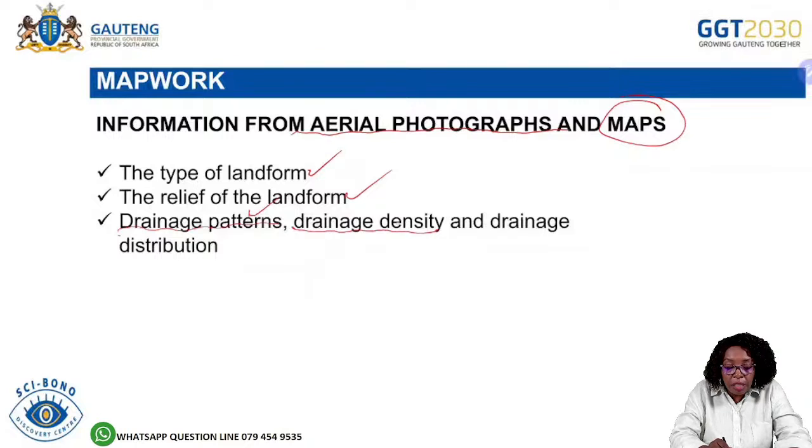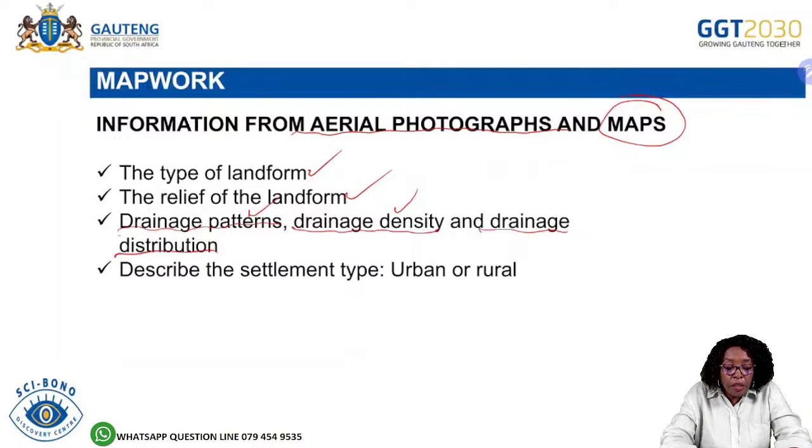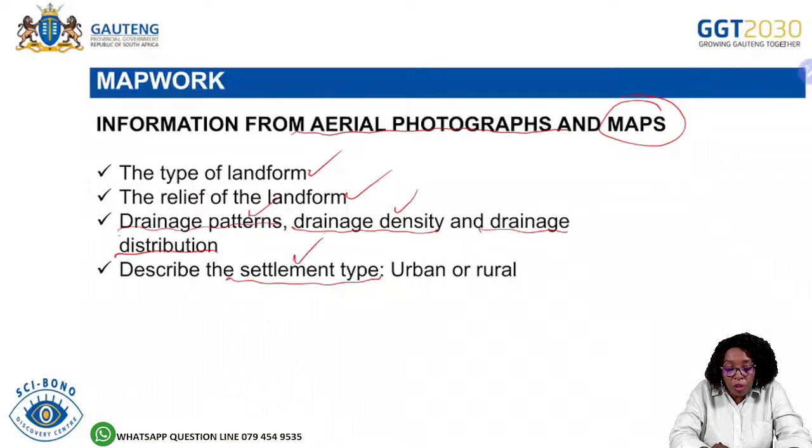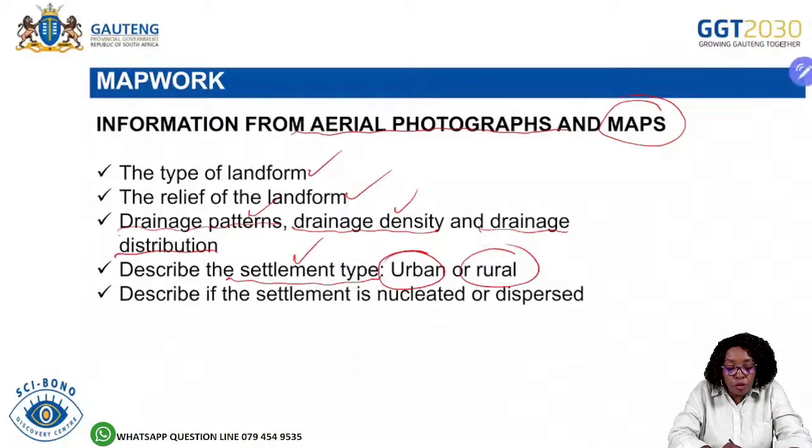Then also with the drainage density, we look at the number of streams that we can identify within a drainage basin, and we can also look at the drainage distribution. The other information that we can find in aerial photographs is to describe the settlement. Although we are not yet into the topic of settlement geography, you need to know that these maps are not things that you would just use for your Mapwork section. When we discuss topics such as settlements, where we're looking at the difference between rural and urban settlements, you should also be able to use the maps.